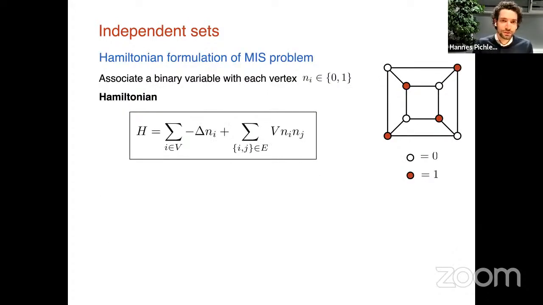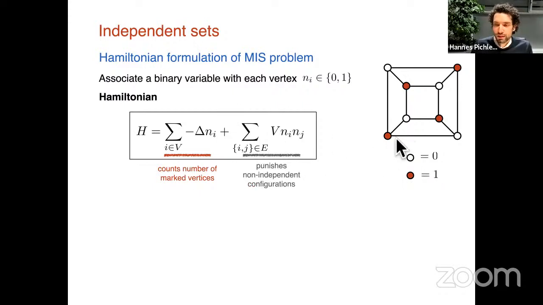Okay, but to do so, let me first formulate this maximum independent set problem in a form that is useful for thinking about quantum algorithms, and that is, first you want to formulate it in a Hamiltonian way. So you write down a classical Hamiltonian that encodes the solution of this optimization problem in its ground state. The way to do so is you associate with each vertex a classical binary variable, which is either 0 or 1. Then you write down a Hamiltonian of this form, which counts the number of vertices that are 1, that are red, and gives an energy penalty to configurations if two vertices are connected and both red.